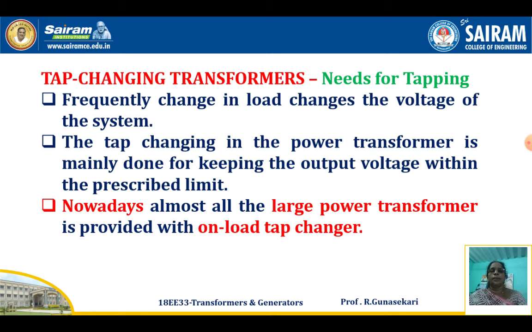Then needs for tapping. Frequent change in load changes the voltage of the system. If the load changes, automatically the voltage also changes in the system. Second, tap changing in the power transformer is mainly done for keeping the output voltage within the prescribed limit. For that purpose only we are using the tappings. Nowadays, almost all large power transformers are provided with an on-load tap changer only.